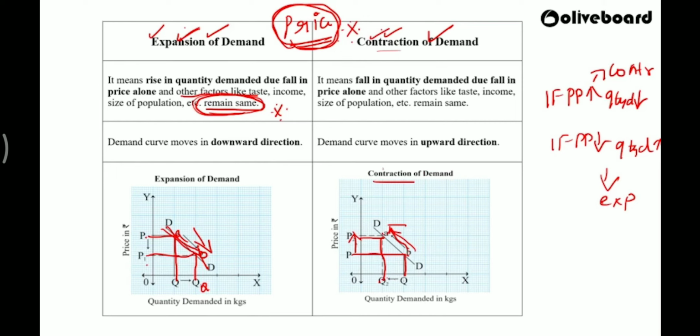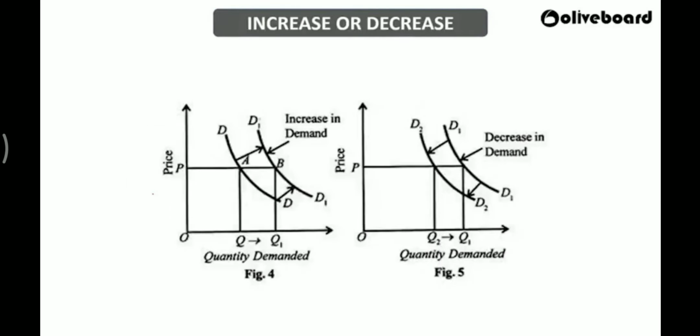I hope you understood what is meant by expansion or contraction of demand. I repeat, expansion or contraction is happening because of what? Changes in the price of that commodity. All other factors remain the same. If price increases, quantity demanded will reduce, and that is called contraction of demand, and you will move in the upward direction. When the price falls, quantity demanded for the commodity will increase, and it is called expansion of demand, and you will move in which direction? Downward direction.